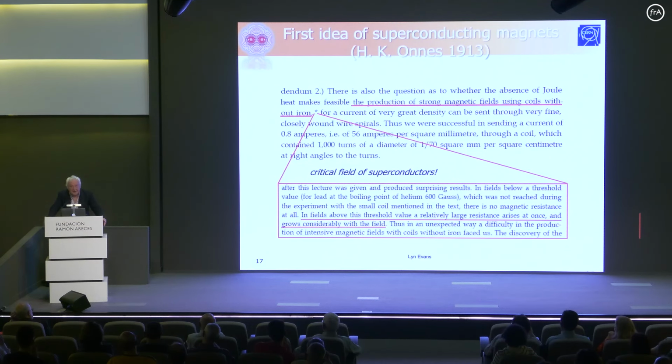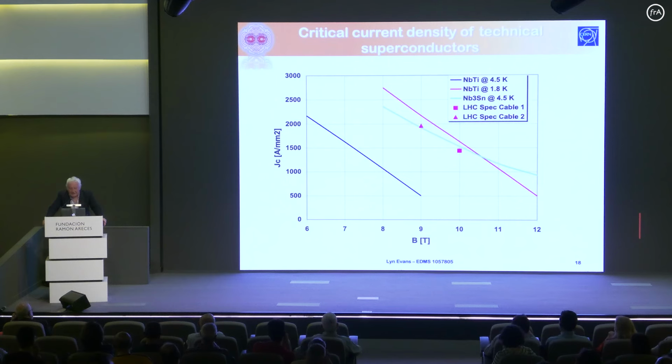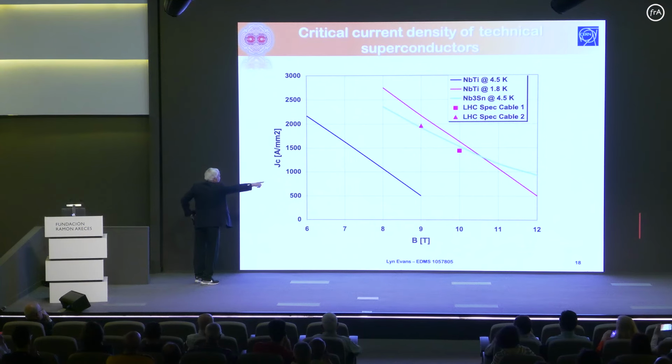He also discovered that this was temperature dependent. That if you reduce the temperature of the liquid below the boiling point, then you could go to higher field. And this is crucial for the LHC. So this is the critical current of the superconductor we use in the LHC. You see at 6 Tesla, you can get 2,000 amperes per square millimeter, and at 9 Tesla, it reduces to 500. This is a niobium titanium conductor, which I will show you in a moment.